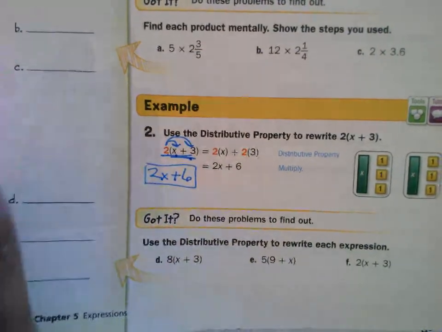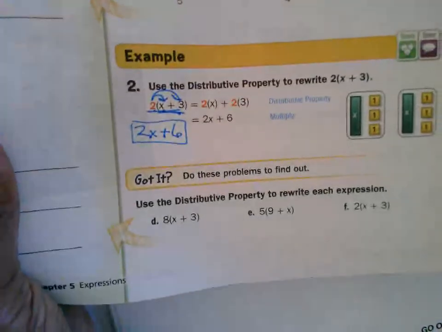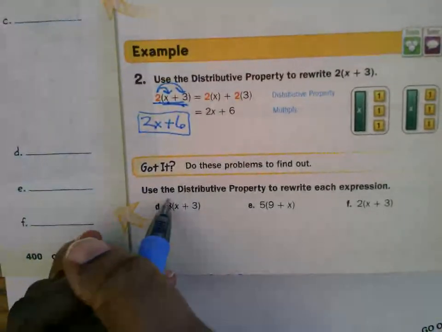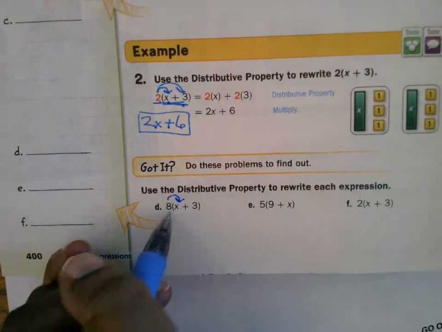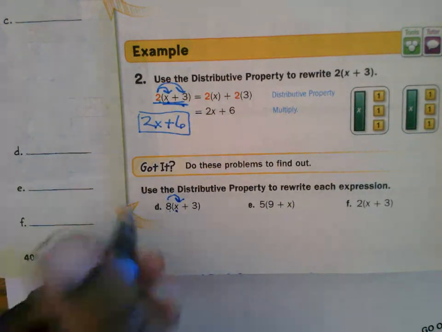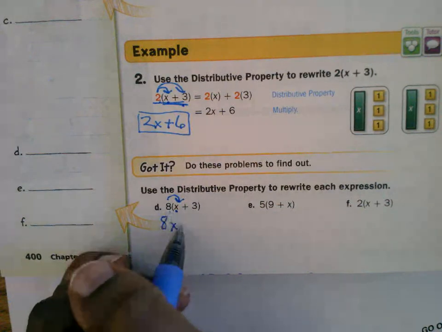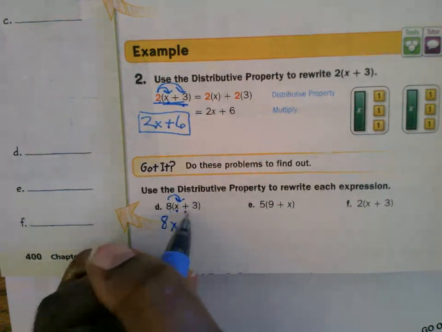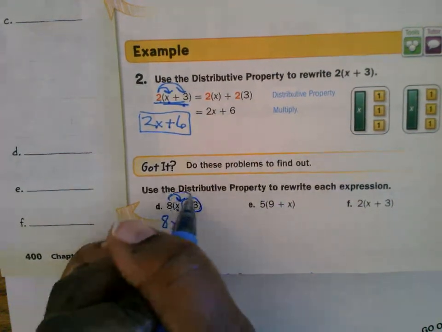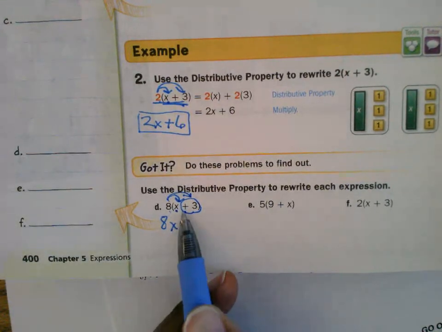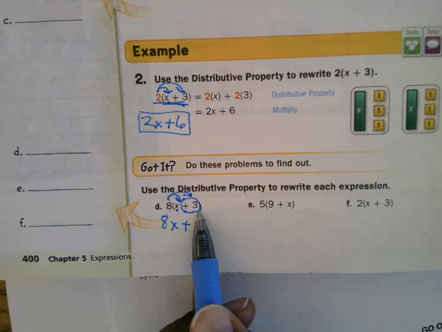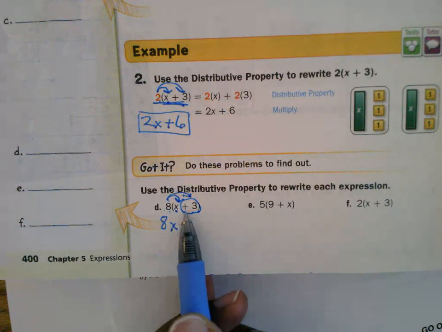Let's try example D. Multiply 8 times x plus, notice I take the sign with the term, 8 times positive 3.